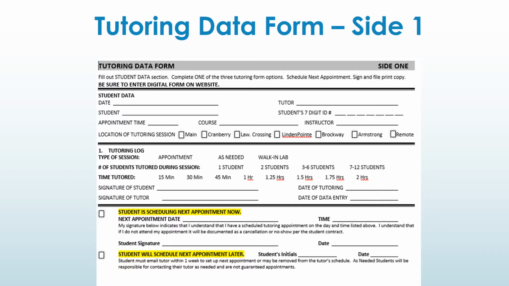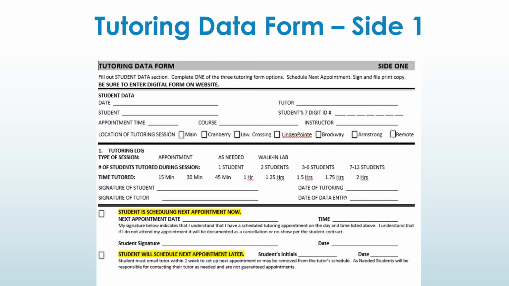You will see at the top of the form is a lot of basic information about the student and the course. So you have the date of the tutoring session, your name as the tutor's name, the student's 7-digit ID number, the appointment time, the course and instructor, and then where and how the session took place. So if you were on a campus, you indicate that. If you were remote, you indicate that.